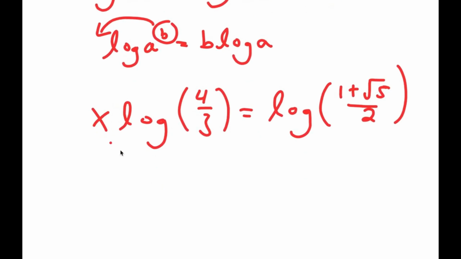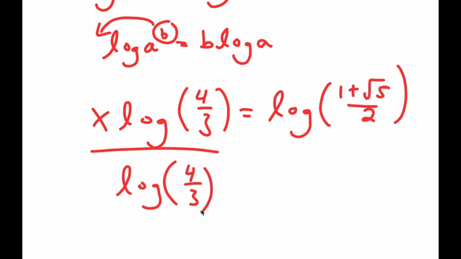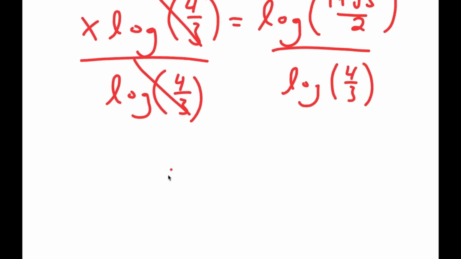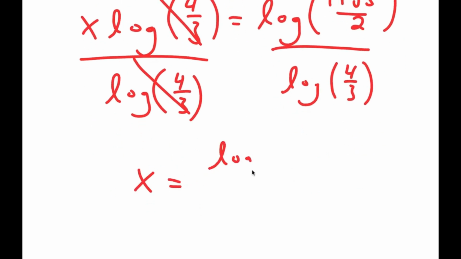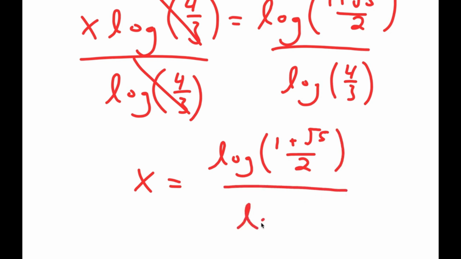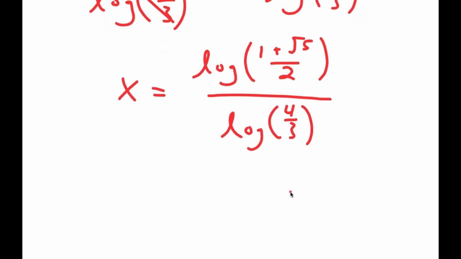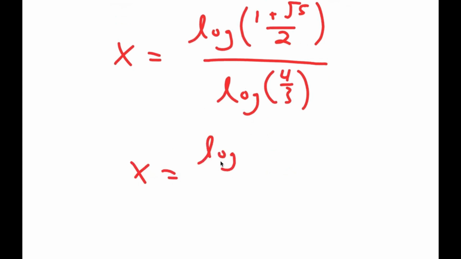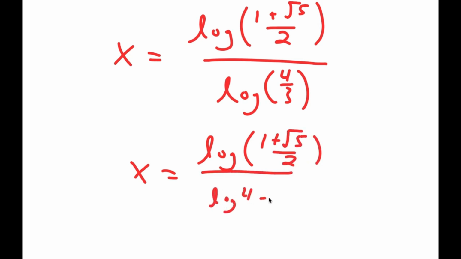So now that x is a term, we can isolate it by dividing both sides by log 4 over 3. So when these two cancel out, I get x is equal to log 1 plus the square root of 5 over 2 over log 4 over 3. And log 4 over 3, I can rewrite that as log 4 minus log 3.